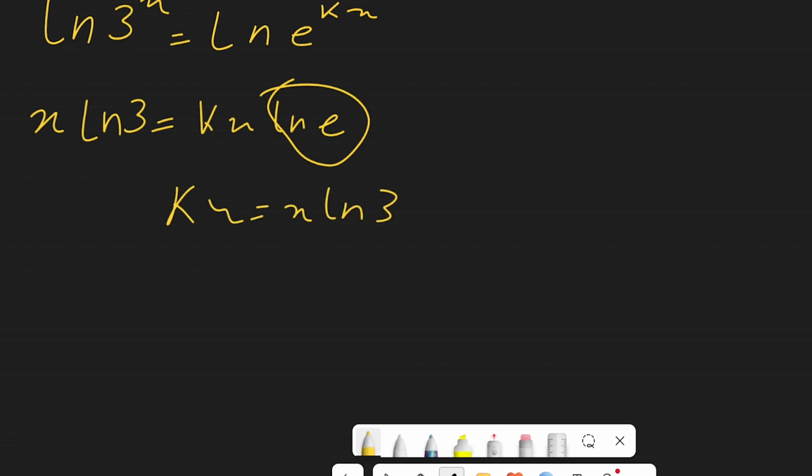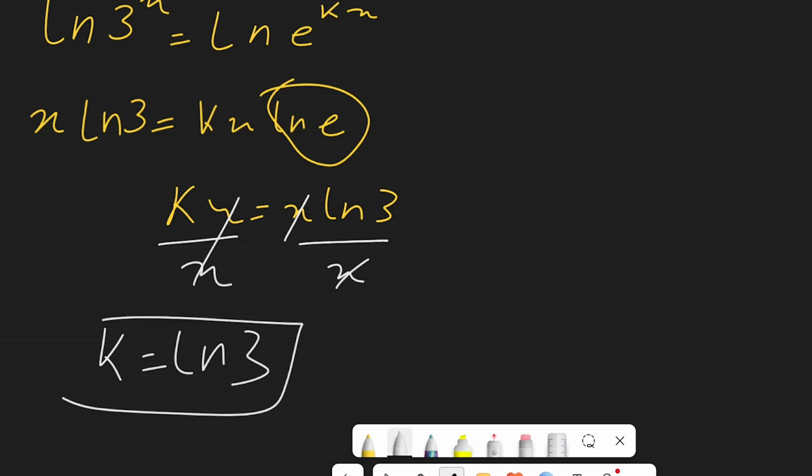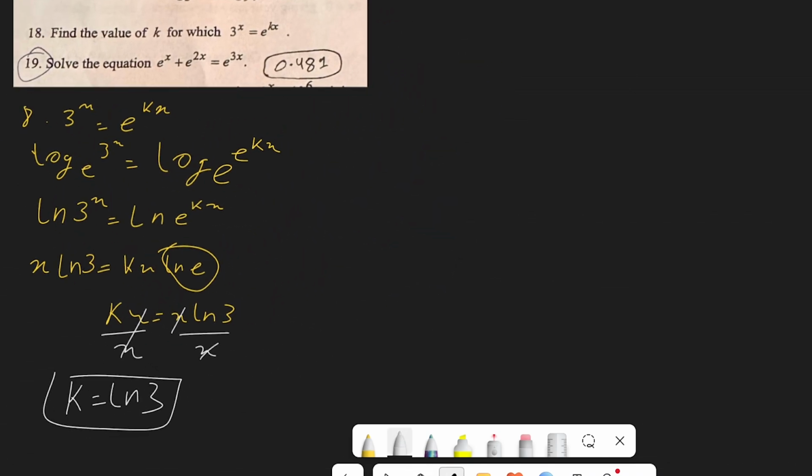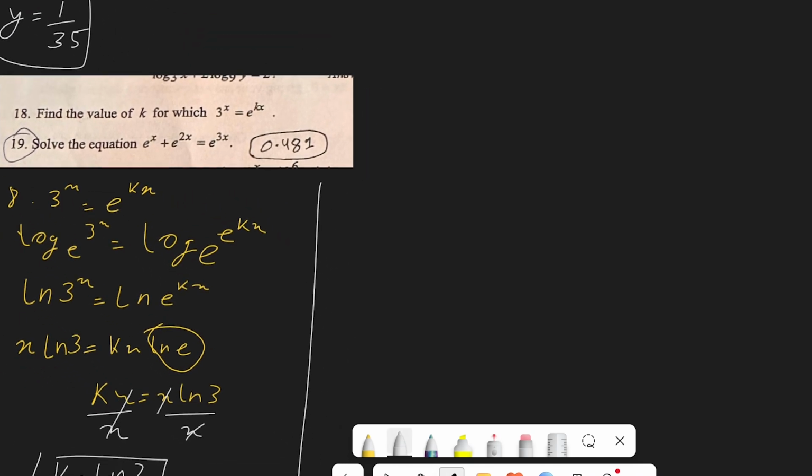As we can see that x is being multiplied on both sides, we will divide both sides by x. The x would cancel out, so k is equal to ln 3. This is the value of k. You can put it on your calculators as well and find the exact value, but I will just leave it as it is, because both ways are correct. If it is not written that you need to give your answer in 3SF or 2SF, you can write it in exact form as well.